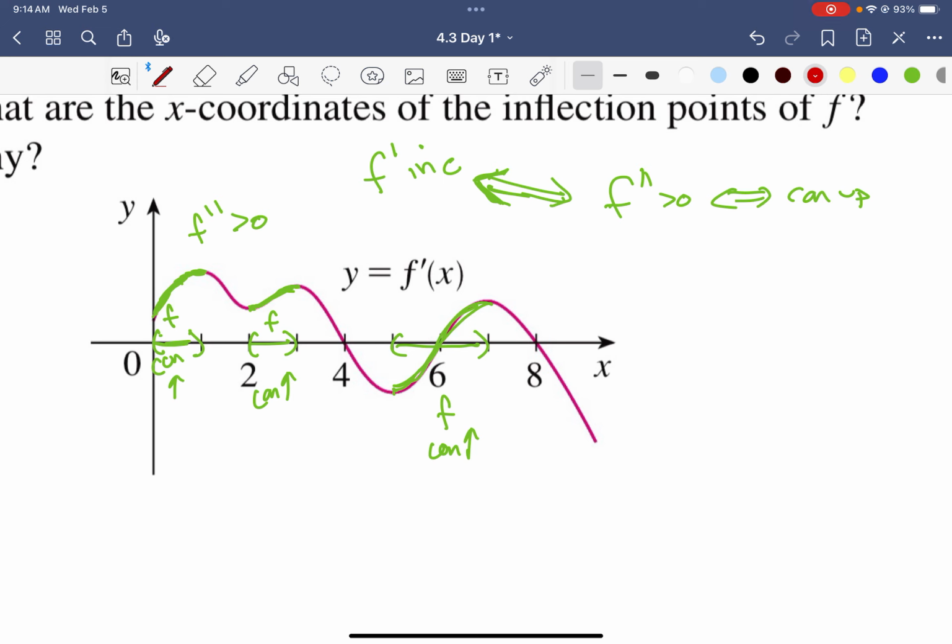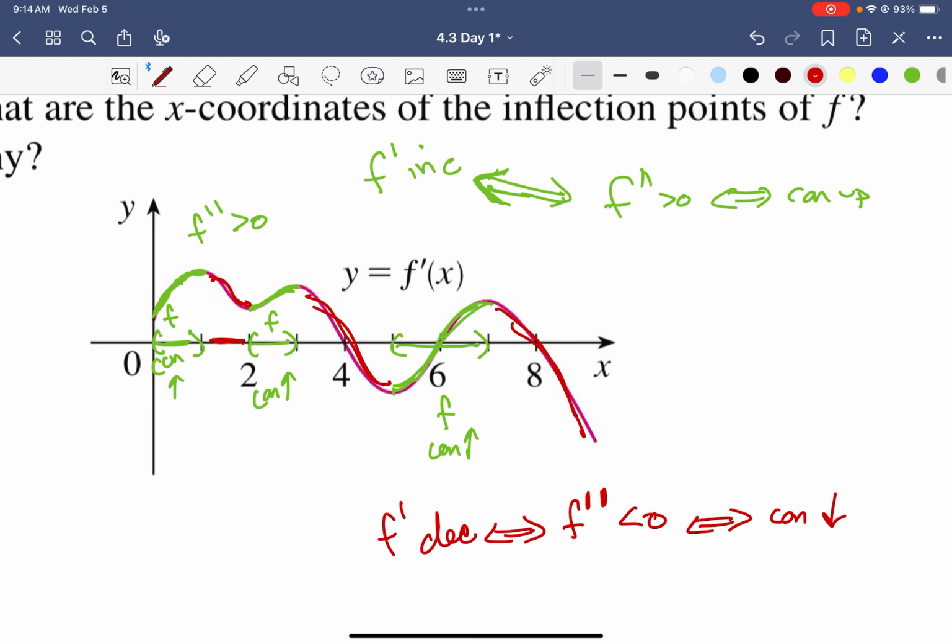Then we know that if f prime is decreasing, that would be the same thing as the change in f prime being negative. So f prime decreasing is f double prime negative, which would be the same thing as concave down. So it looks like we're concave down here and here and here for f, remember. So those are the intervals for which the original function f is concave down.